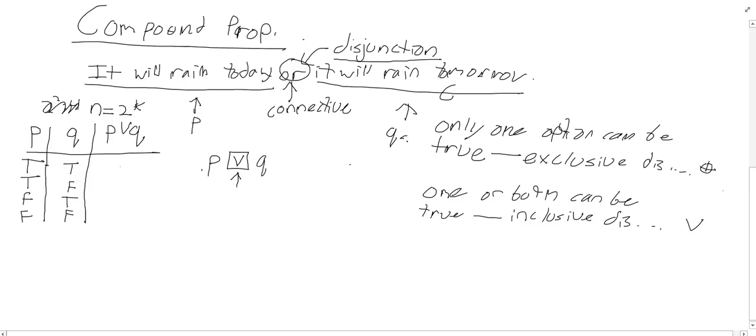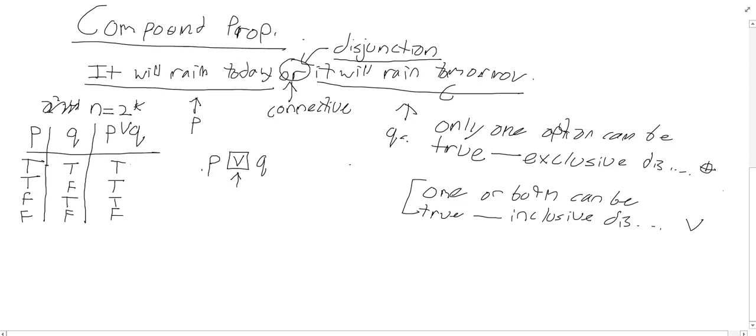Okay, so P or Q. This is an inclusive disjunction, which we defined over here as one or both. So over here we have both of them true, which means our compound proposition is going to be true. Here, just one of them is true. That's fine. And here, just one of them is true. And here, neither of them are true. And that's our truth table.